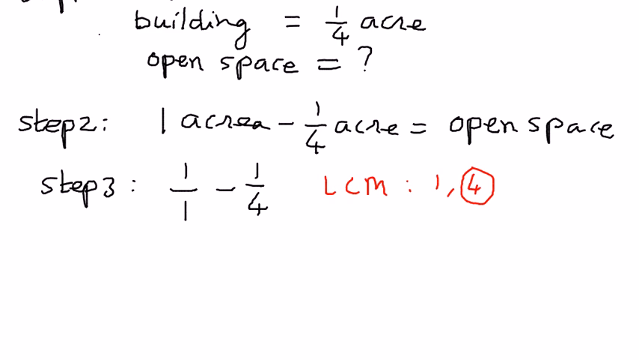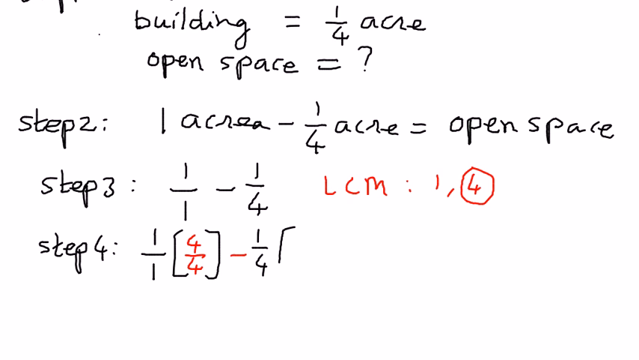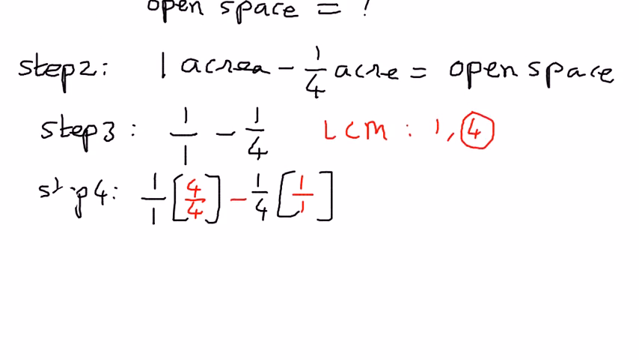So in step number 4, we're going to write this as follows. Write the first fraction as is, 1 divided by 1, and if we were to multiply this by and divide it by 4, we have a common denominator of 4. And then for the second fraction, we have 1/4, and if we were to multiply and then divide this fraction by 1, we have a common denominator of 4.